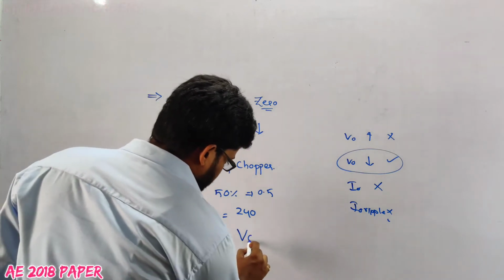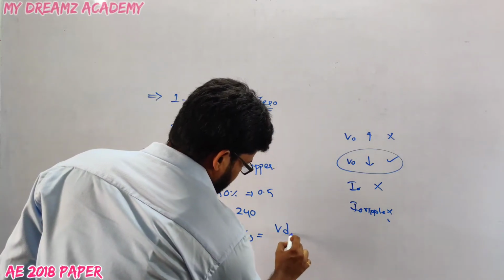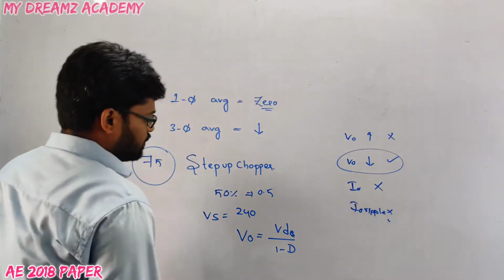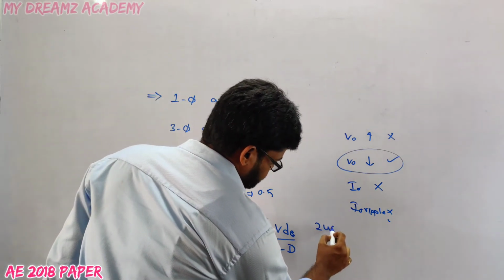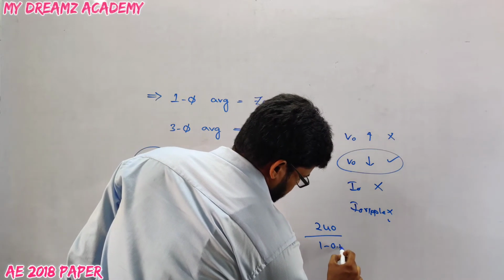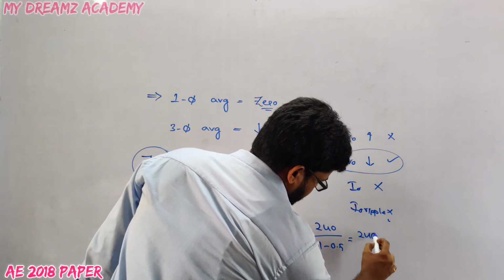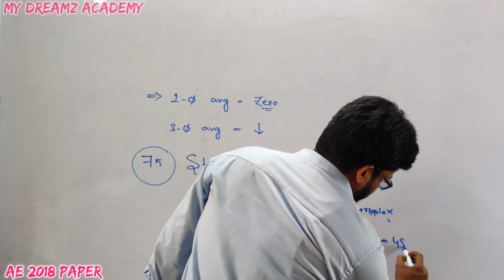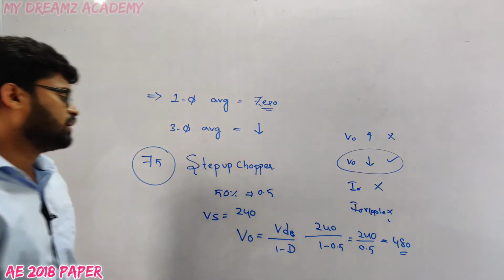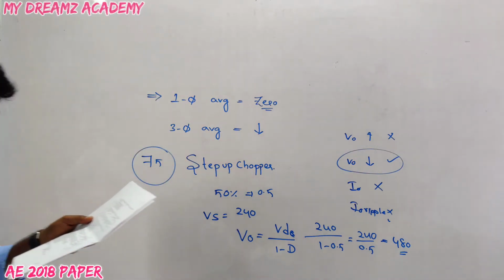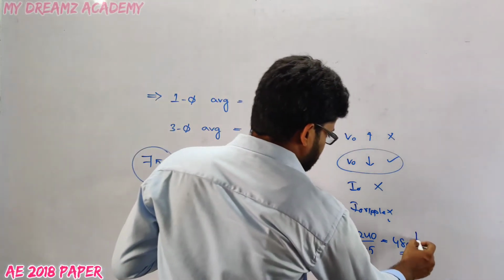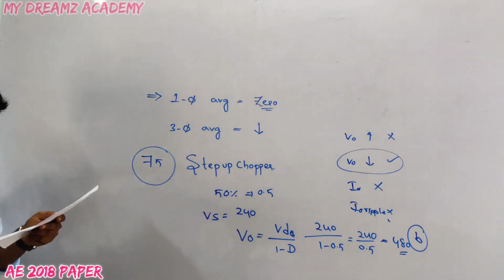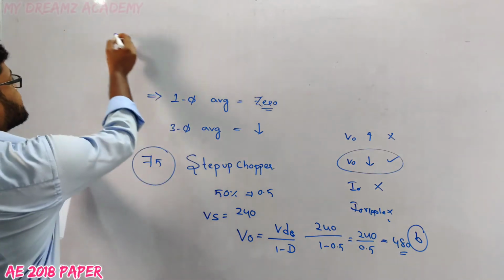Sir, what is the output voltage formula? It is VDC, that is the supply voltage, divided by 1 minus D. Here the VDC value is 240, and the 1 minus D value is 0.5. So 240 divided by 0.5 will give 480 volts. So option B is correct. Now I am going to read question number 76.